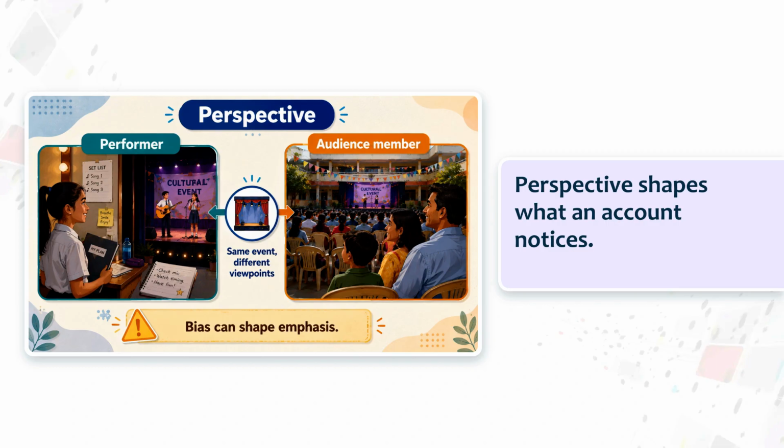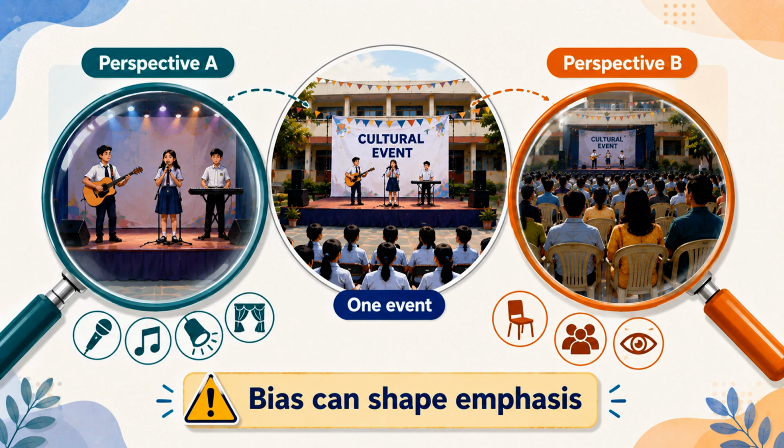Different roles can make different details seem important. A different perspective does not automatically make an account wrong. It tells us the account comes from a particular position and experience. Bias also does not always mean deliberate dishonesty. It can be a preference or tendency that affects selection and emphasis. Recognizing perspective and bias helps us read accounts as situated descriptions rather than neutral copies of everything that happened.